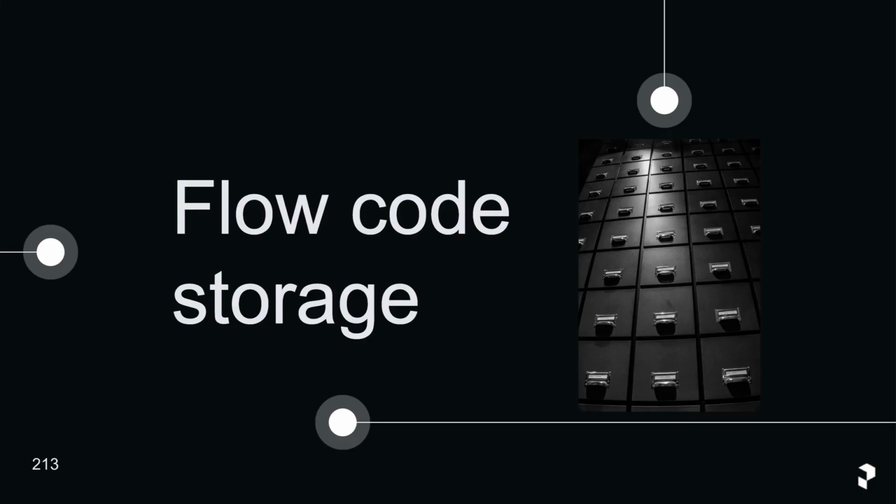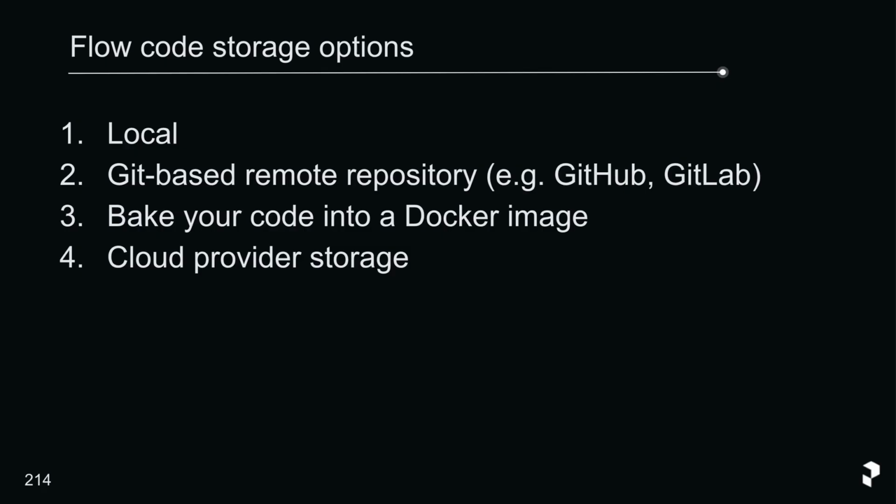All right, let's talk a little bit more about flow code storage. There are a bunch of different flow code storage options to pick and choose from. The first, obviously, is local storage. Alternatively, you can use Git-based storage as well, or you can bake your code into a Docker image if that's what you would prefer. And last but not least, there's the option to use cloud provider storage if you'd prefer to have everything inside of a bucket somewhere.